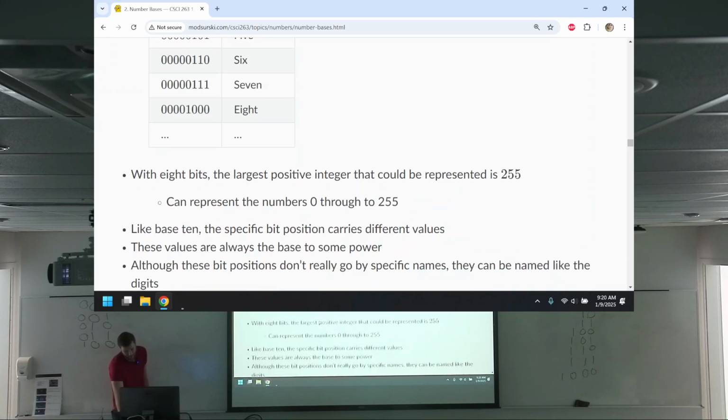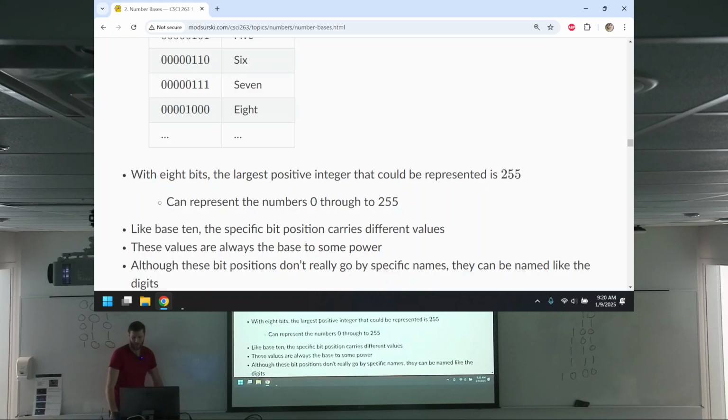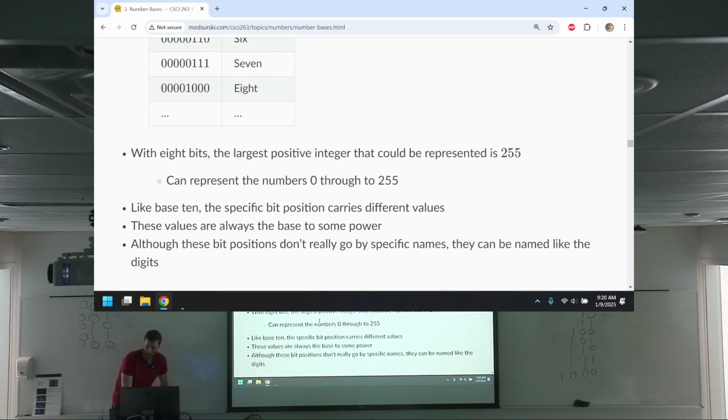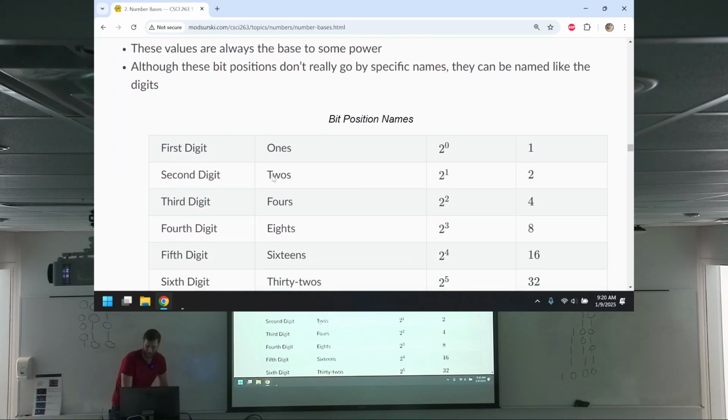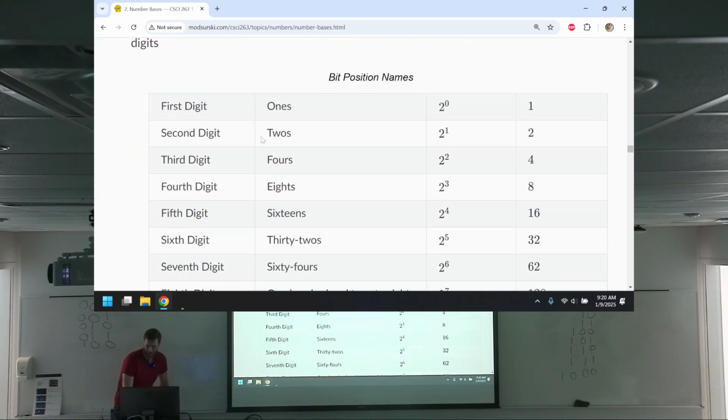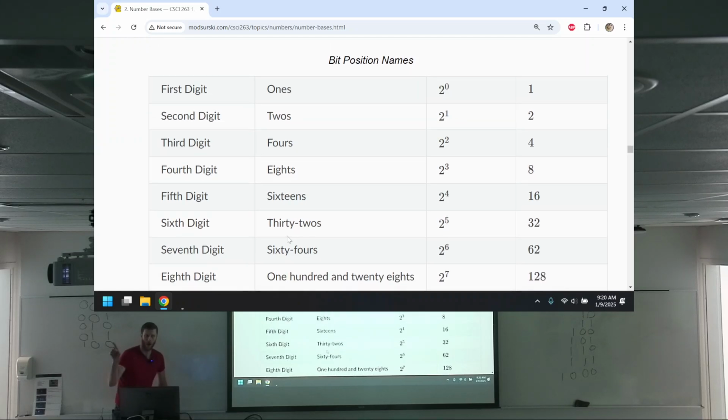Like base 10, the specific bit position carries different values. These values are always the base to some power. Although these bit positions don't really go by specific names, they can be named like the digits: the 1s, the 2s, the 4s, the 8s, the 16s, 32s, and 64s. They all go up by a power of 2. In base 10, they all went up by a power of 10. Here they're going up by a power of 2. So it's always doubling. Before they were always going up by 10s.